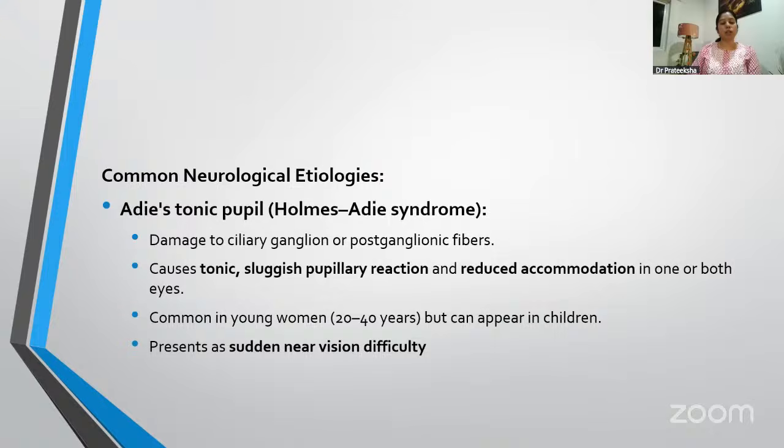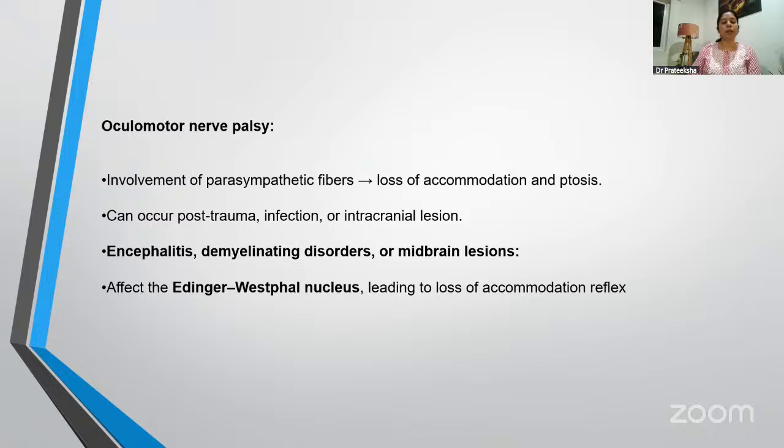Common neurological etiologies include Adie's tonic pupil, which is Holmes-Adie syndrome, with damage to the ciliary ganglion or post-ganglionic fibers. It causes a tonic, slightly sluggish pupillary action and reduced accommodation in one or both eyes. Common in young women, 20 to 40 years, but can appear in children also, and presents as sudden near vision difficulty. Oculomotor nerve palsy: involvement of the parasympathetic fibers, there is loss of accommodation and ptosis.